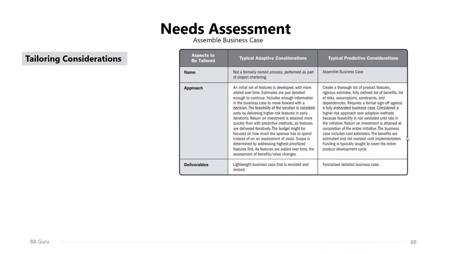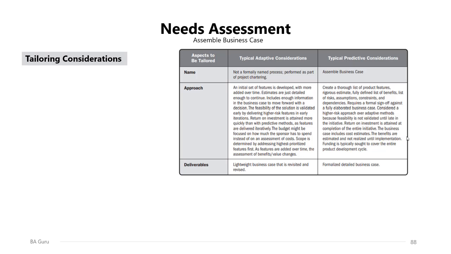Tailoring considerations when it comes to an adaptive approach. It's not a formally named process. It's performed as part of project chartering. An initial set of features is developed with more added over time. Estimates are just detailed enough to continue, including enough information in the business case to move forward with a decision. The feasibility of the solution is validated early by delivering higher risk features in early iterations. Return on investment is attained more quickly than with predictive methods.